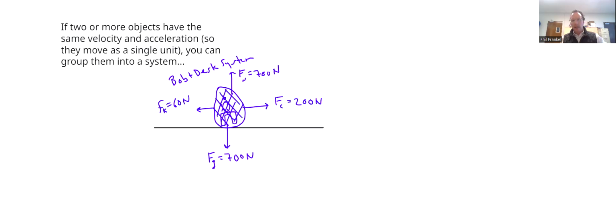Now we can apply Newton's second law to the Bob desk system. In order to indicate that that's what I'm doing, the mass that I'm going to write here is the mass of Bob plus the mass of the desk. This is how I will show, and I expect you to show me, what object, or in this case, what system of objects you're applying Newton's second law to. Okay, the net force on the Bob desk system is the magnitude of the rightward contact force minus the magnitude of the leftward kinetic frictional force.